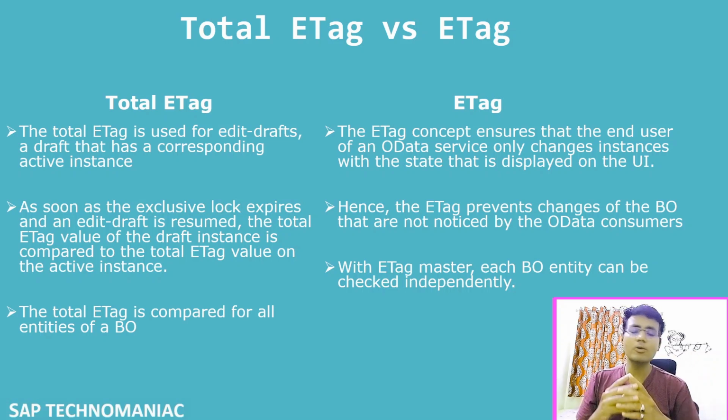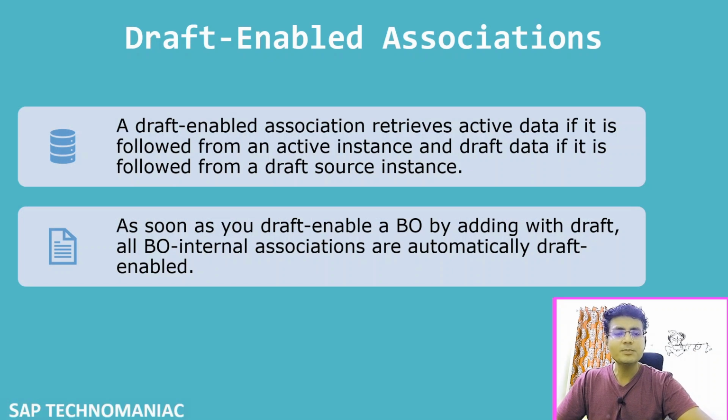So this is all about the Total ETag. Let's move to the third pillar of the draft, that is called draft enable association. I have explained this in my previous video as well. Just for the revision, as soon as you add with draft in your behavior definition, all the associations available in your particular business object will automatically become draft enable associations.